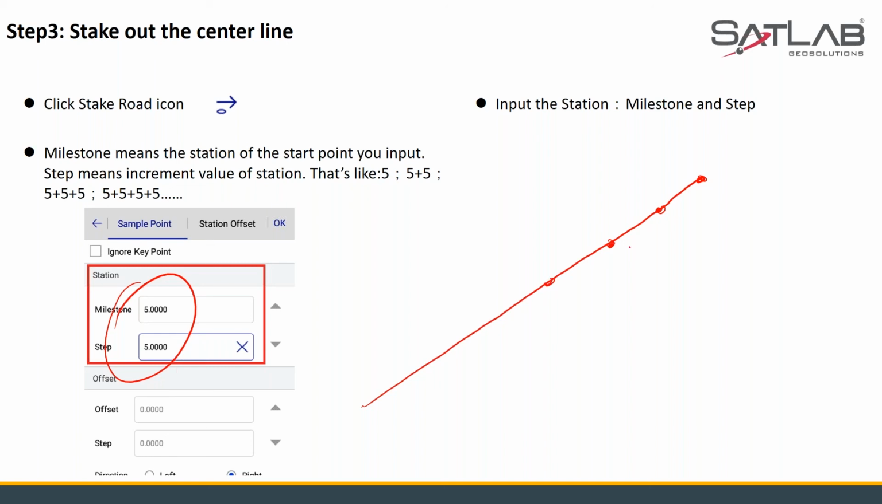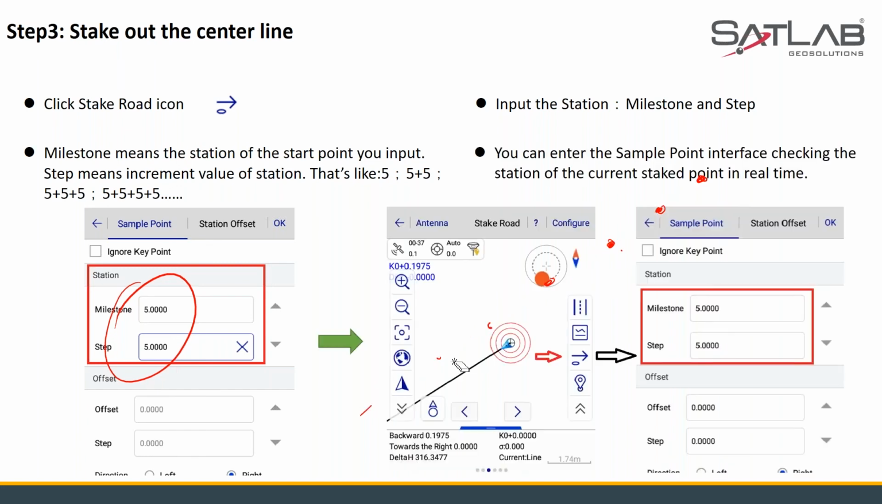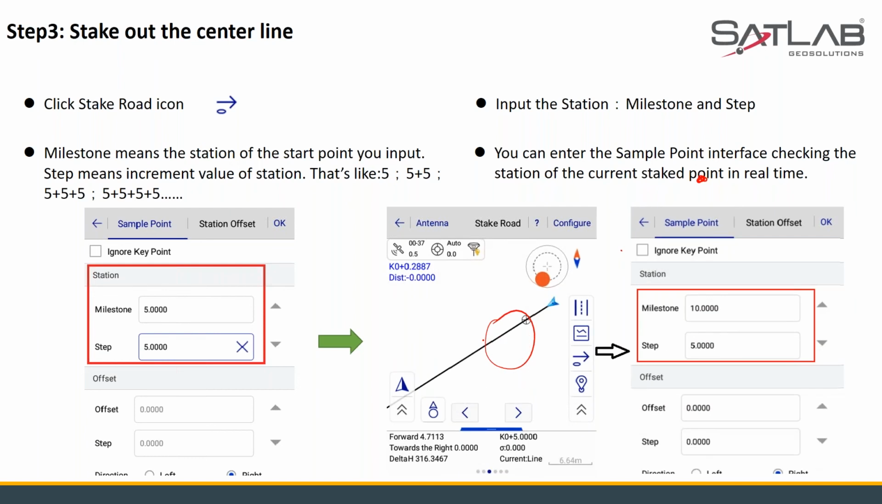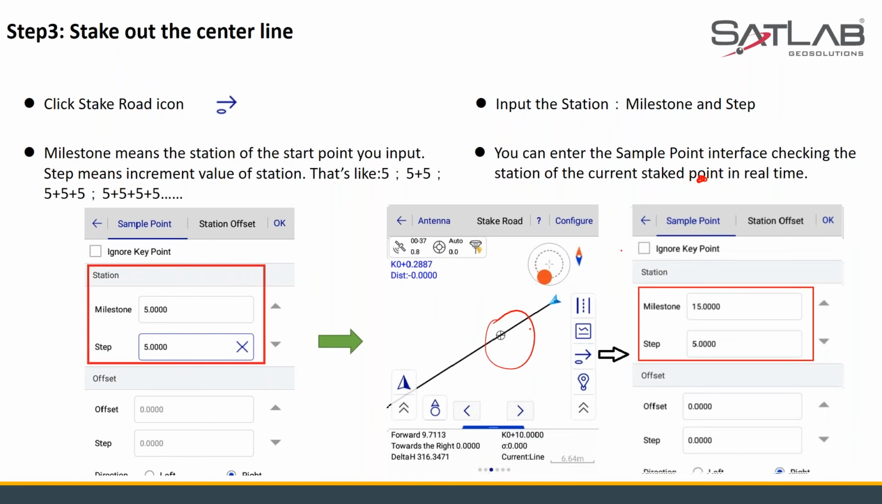Okay, I just need to quickly, sorry for the mess. Okay, so this is it. As you can see over here, this milestone is 5. After that, the milestone will be 10, so my point will be here. After that it will be 15, my point will be here, and so on. Milestone 20, that's it. So first, we are just staking a simple line.